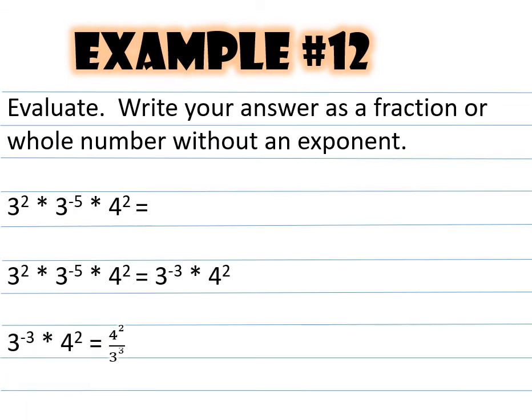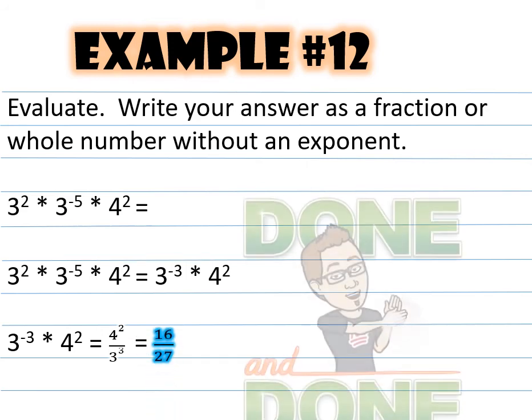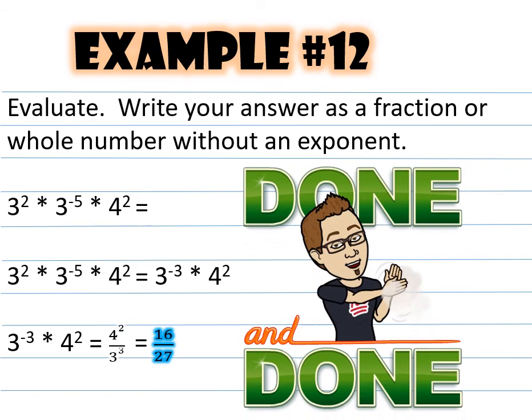3 to the negative 3rd power is negative, so that needs to go on the bottom of our fraction, making it a positive 3 to the 3rd power. 4 to the 2nd power can stay up top as our numerator. 4 to the 2nd power is worth 16. 3 to the 3rd power is 27. That means our final answer is 16 over 27. Done and done.